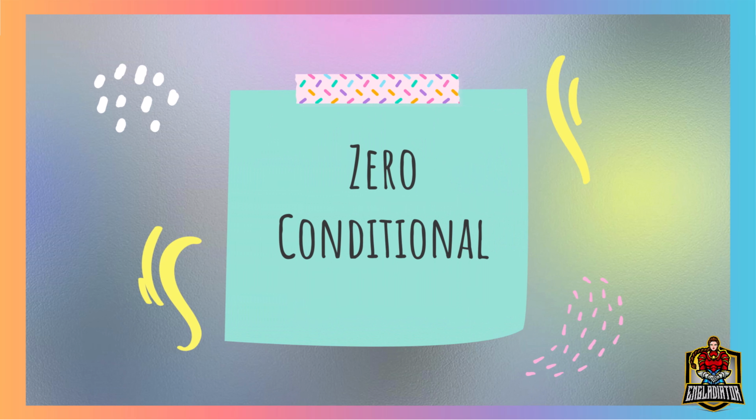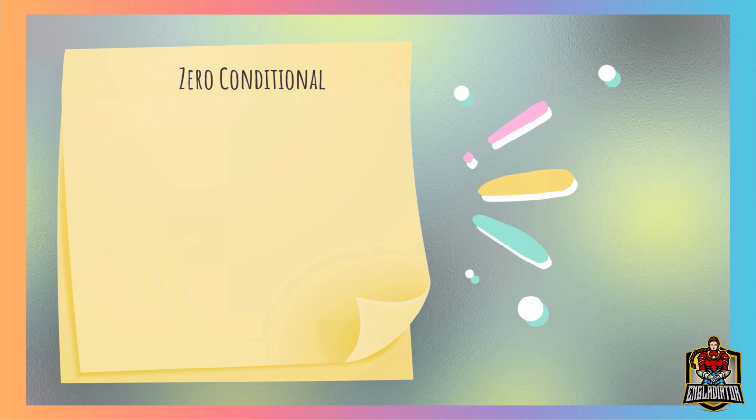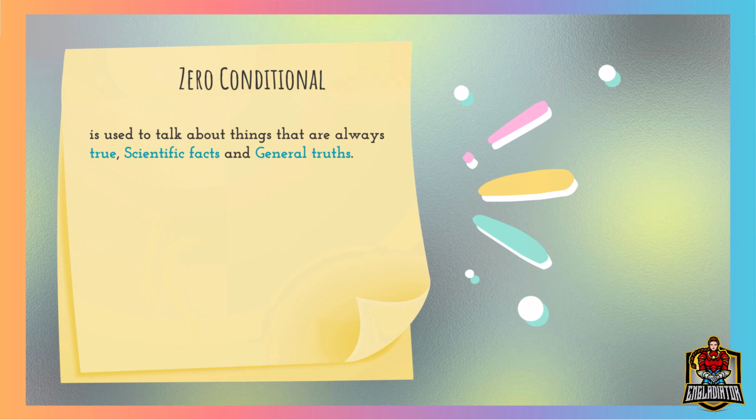Zero conditional. The zero conditional is used to talk about things that are always true, scientific facts, general truths. For example, if you heat water, it boils. The grass gets wet if it rains.